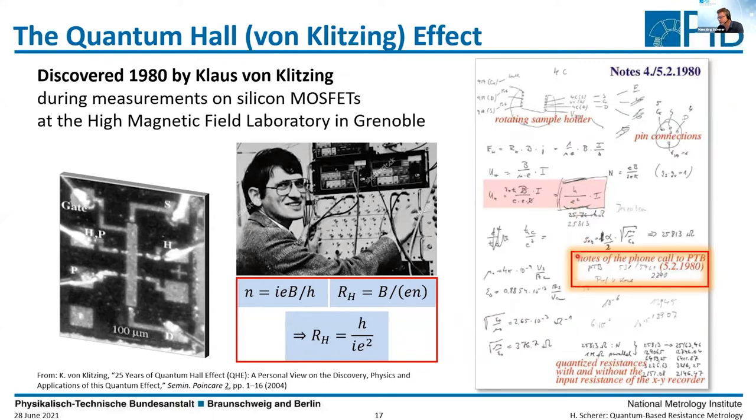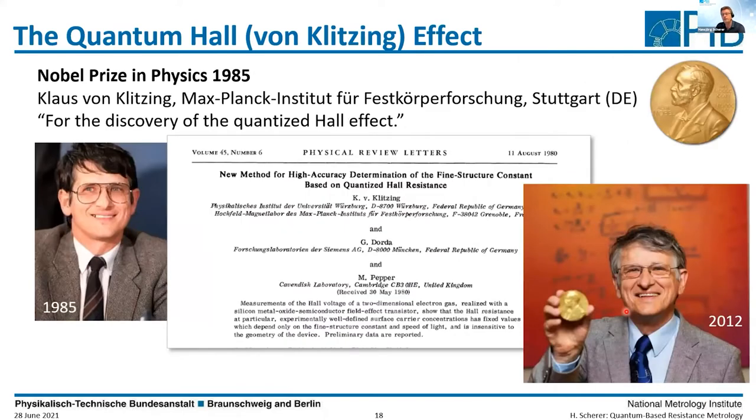But there's also an interesting note in this box here. There's a telephone number from PTB, and it was the number of the PTB vice president at the time. So obviously Klaus von Klitzing immediately realized that night that there was an interesting relationship to metrology that might enable a new representation or realization of the ohm by the quantum Hall effect. And he called Professor Kose at PTB to discuss this with him. Soon after that, five years later, Klaus von Klitzing was awarded the Nobel Prize in Physics for the discovery of the quantized Hall effect.